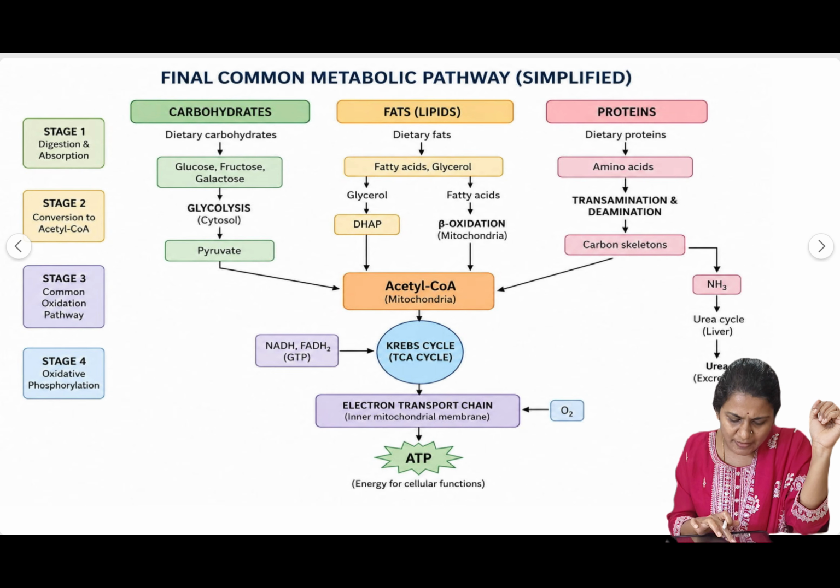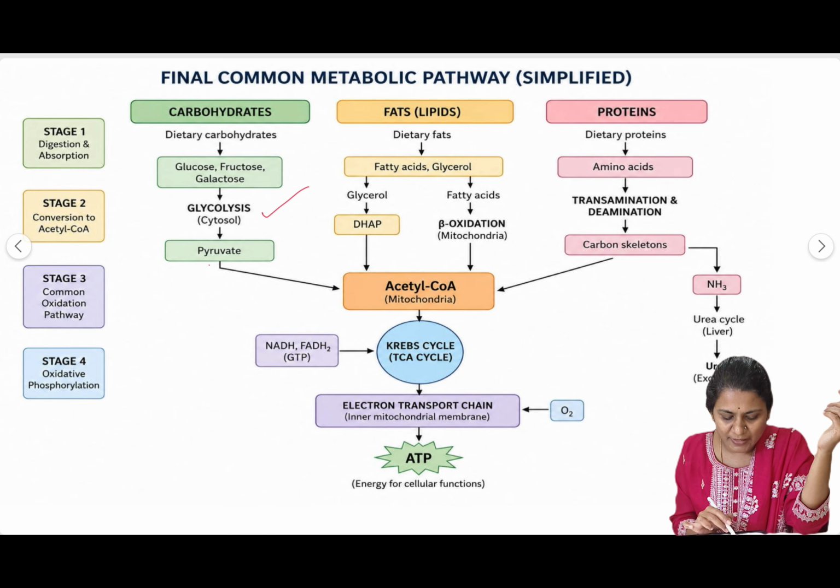Glycolysis. So glucose is there. Glycolysis is happening in the cytosol. We all know that pyruvate, with the help of the pyruvate dehydrogenase enzyme, is converted into acetyl-CoA. Fatty acid beta oxidation will occur in the mitochondria. This also produces acetyl-CoA. Protein metabolism, amino acids.